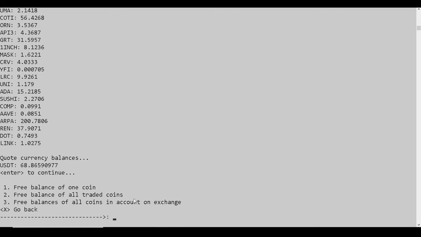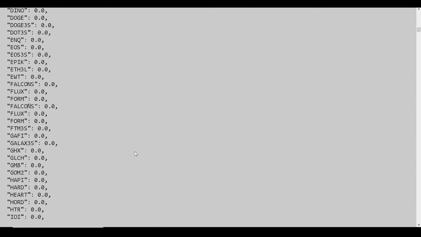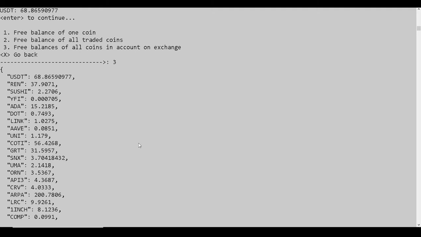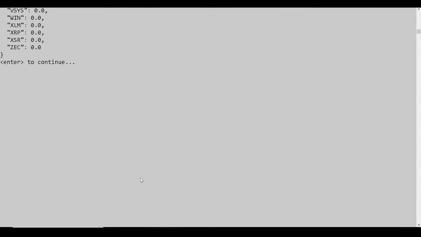check the free balances of all coins in the account on the exchange. Maybe there's some coin you're not trading yet, and you just want to see how much you have, and then divide that number by 2 and sell that coin into your allocations. Okay.